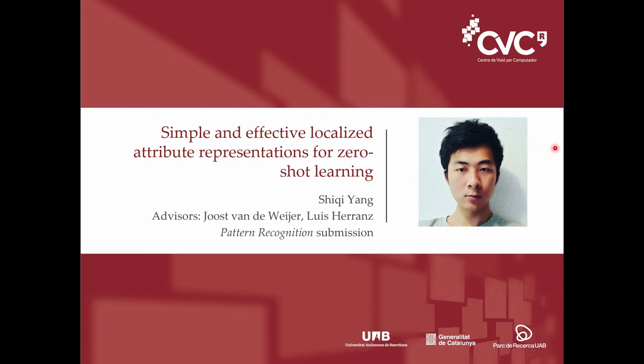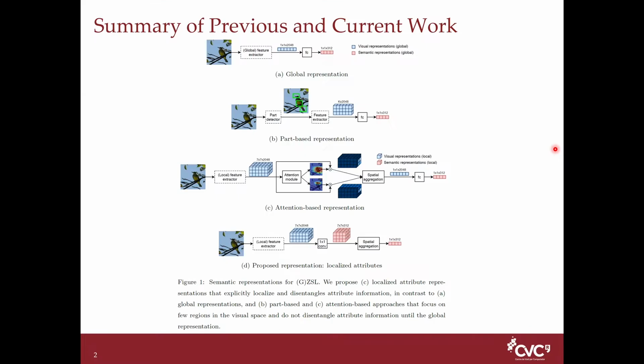I will introduce two submission papers finished during my first years working. The first one is related to zero-shot learning. During recent years, some papers turned to design extra part detectors or attention models, trying to improve visual to semantic mapping this way.